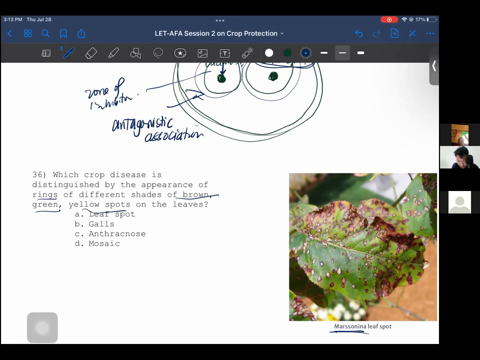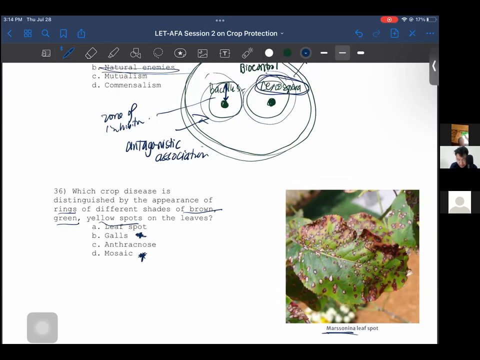As for galls, we will be discussing this later. Mosaic is like when they are side by side, as if there is a filter like this. Same with that. I don't have it here right now, let's see later. Galls, we will have that later. Anthracnose happens on mango also. When there are black spots on our mango, that is anthracnose disease in mango. So, anthracnose is black.